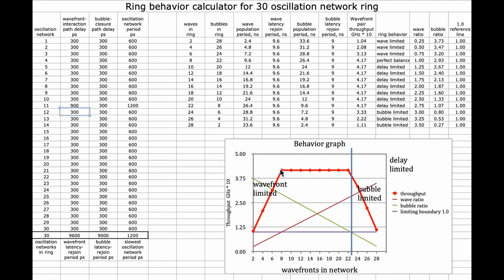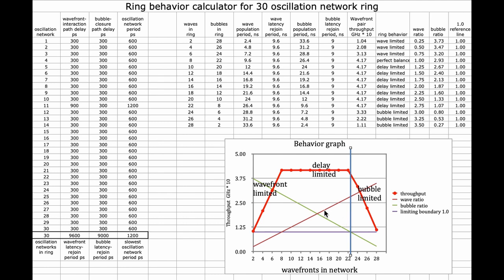Now on this side of the delay period, there's some wavefront limited behavior. On this side, there's some bubble limited behavior. And the delay limited behavior has a plateau. We call that the delay limited plateau. Okay, so now we'll take our bar and we'll look at, now here's where the bubble ratio line crosses 1.